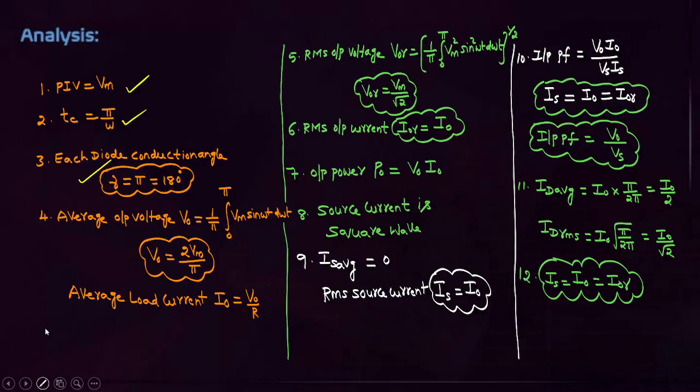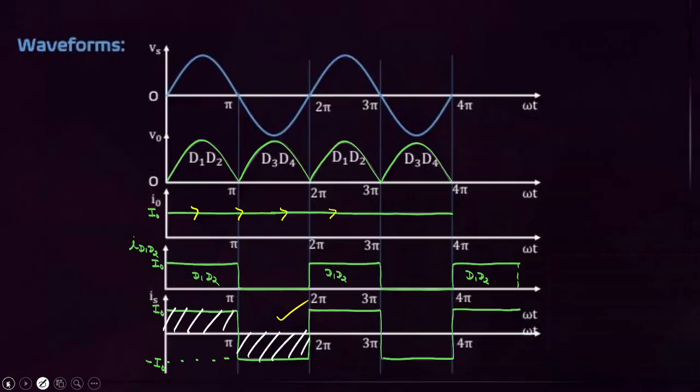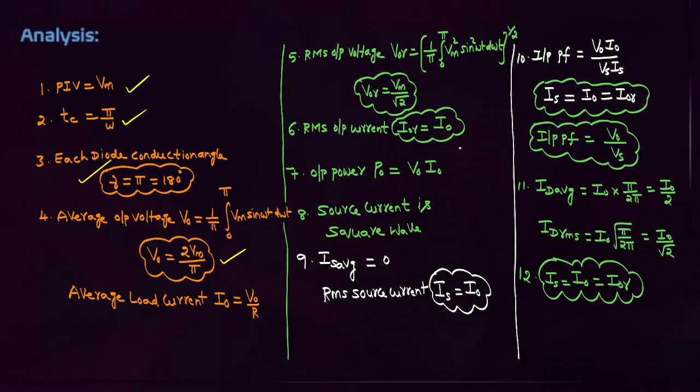The average voltage is the same. Here there is no change in the average voltage. It may be an R load or an RL load, the same average voltage, because we are getting the same waveforms. Only the average current and RMS current will change, because of continuous current. RMS voltage is also the same.